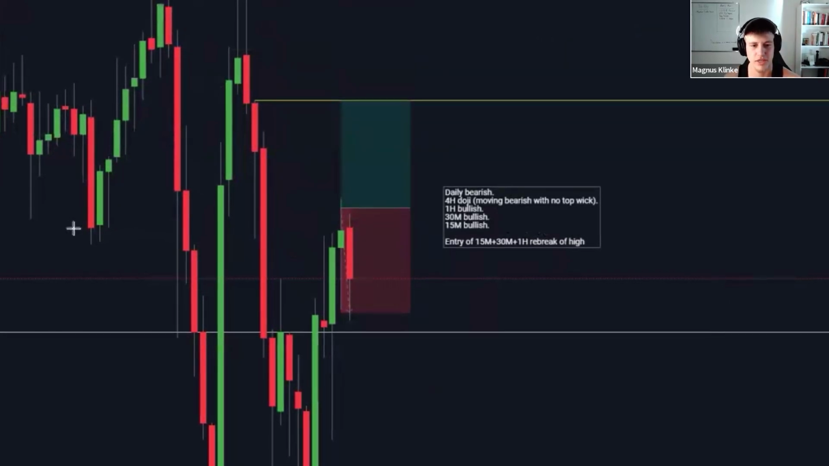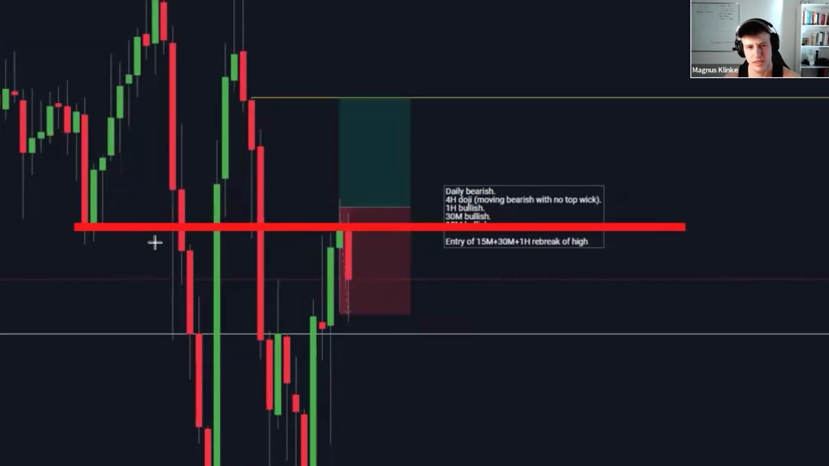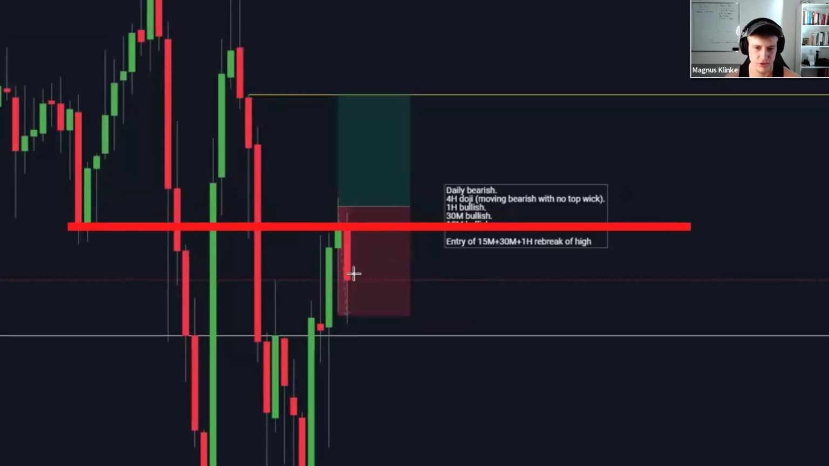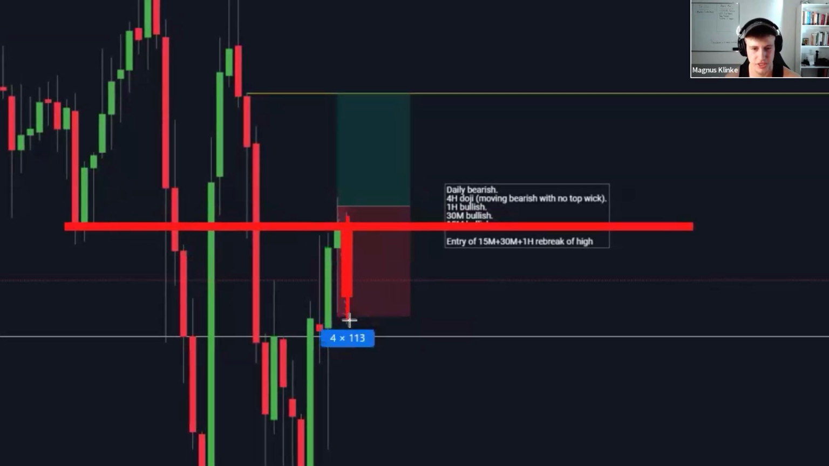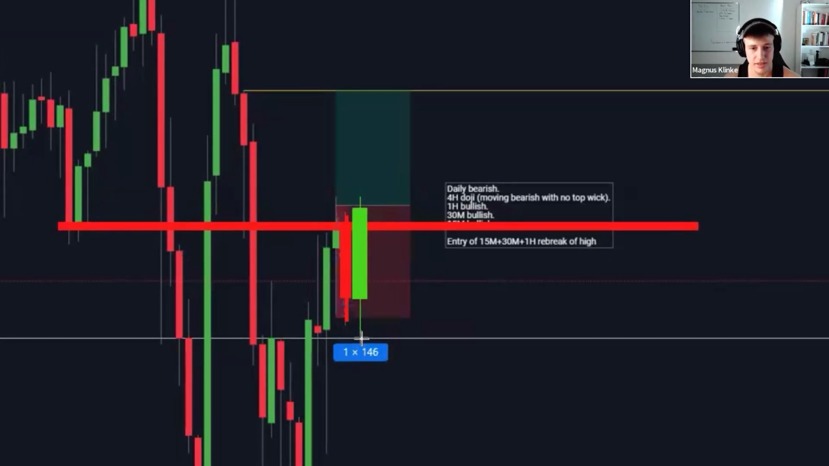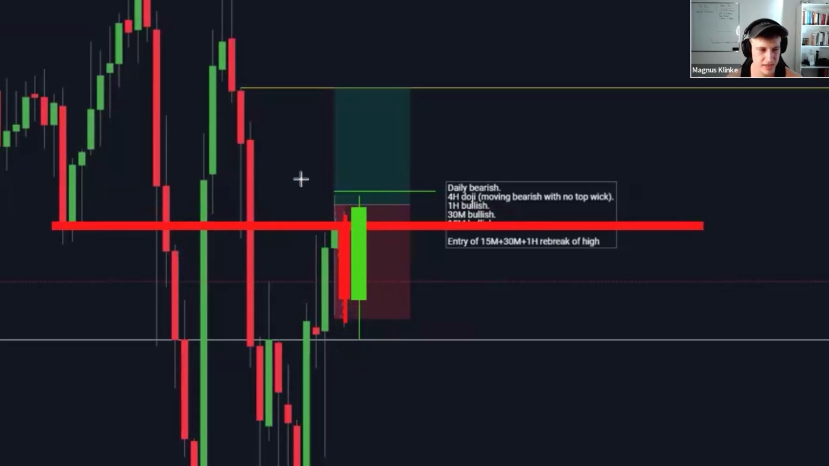We could have maybe avoided that if we begin to look at these ranges here. Maybe take a look at them and say like, okay, maybe we could wait for maybe a second candle here. So like this one closing bearish, and then maybe the next one closing above here. Then we'd have this high to enter off. That was the 1-hour rebreak of high, I guess.